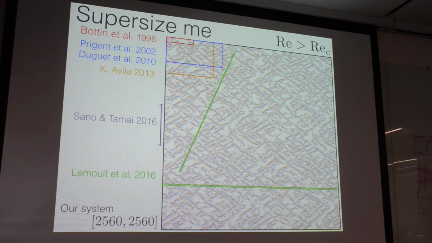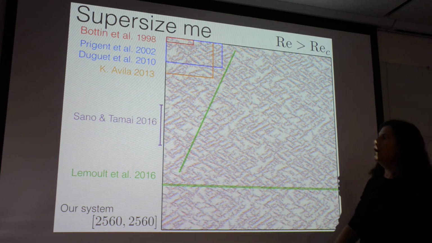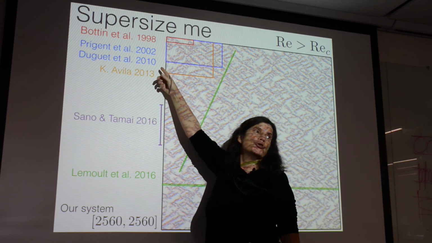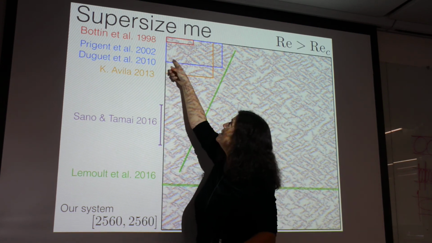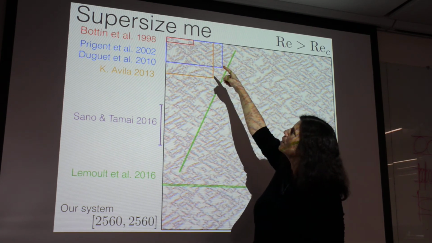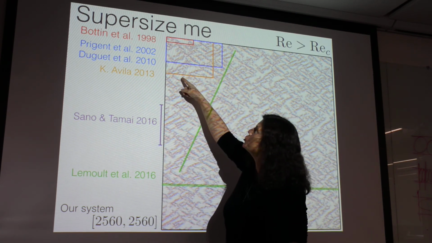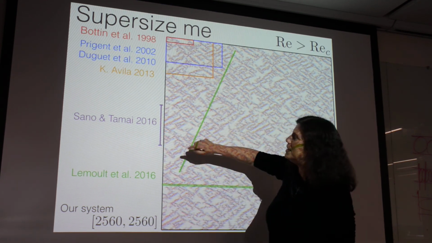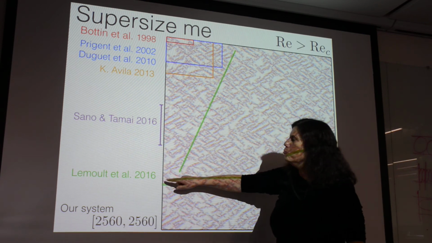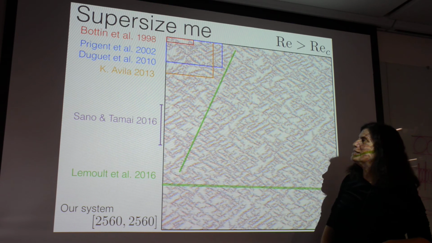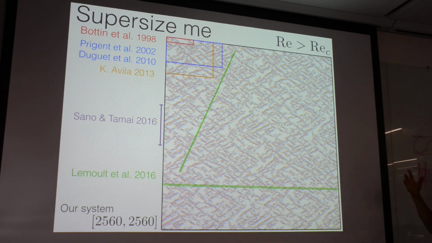And here are the domains that people have used before to study this question, compared with ours. You see the different dates. The experiments, Prigent and Dauchot, remember they discovered the bands, and this is about the size of their domains. And Kirsten Avila did an experimental study of a domain about this big. Lemoult et al. did tilted domains like ours that were about this size, and you see our system is huge.